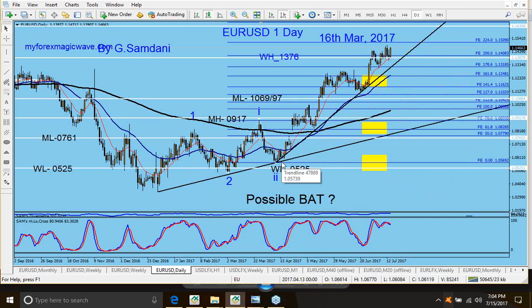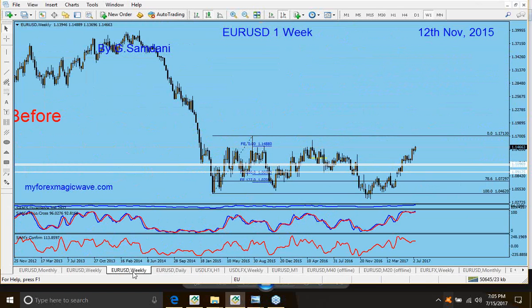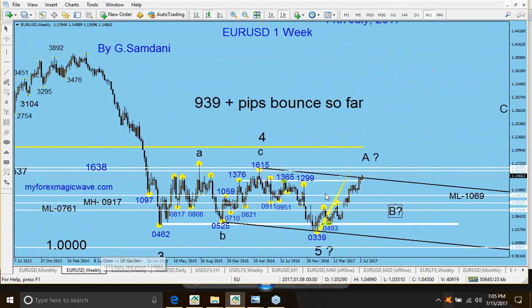This is 1, 2, 1, 2. So this could be 3. 1, 2, 3, 4, 5. Or maybe this is the end of wave 5 here. 1, 2, 3, 4, 5. And that would be ABC, followed by, again, a down move for wave B. And it would be right here. See, if we end up this wave 5, whatever.